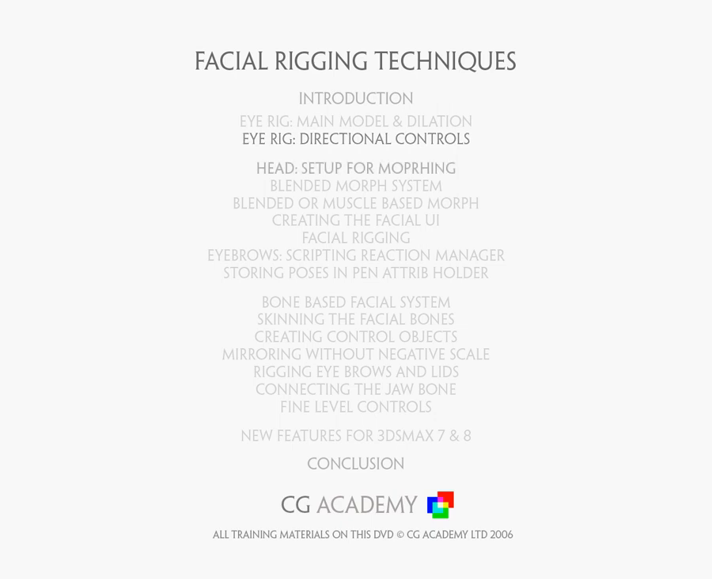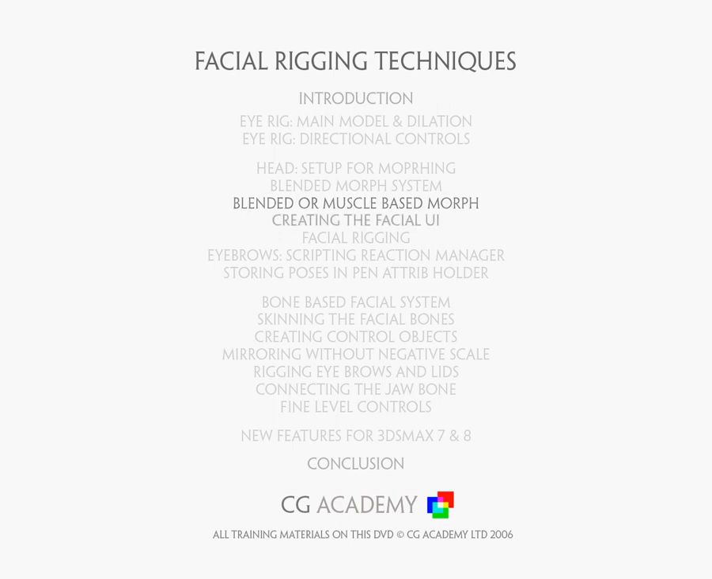Chapter 3, Setting Up Head for Morphing, we're going to look at reducing morph data using the skin utilities for transferring skin data, and also dispelling a myth about the speed of morph targets. Chapter 4, Blended Morph System, we're going to look at how a blended morph system can be set up. We're also going to set up the jawbone, skin the face to the jawbone, and link the teeth into the jawbone. Chapter 5, Blended Morphing or Muscle-Based Morphing, we're going to start creating blended morph targets and corrective shapes for the jawbone. We're also going to work with a mirror morph script that I've written just for this DVD.